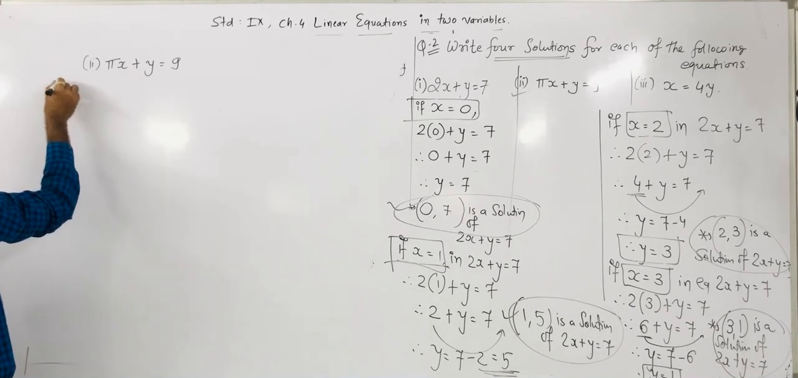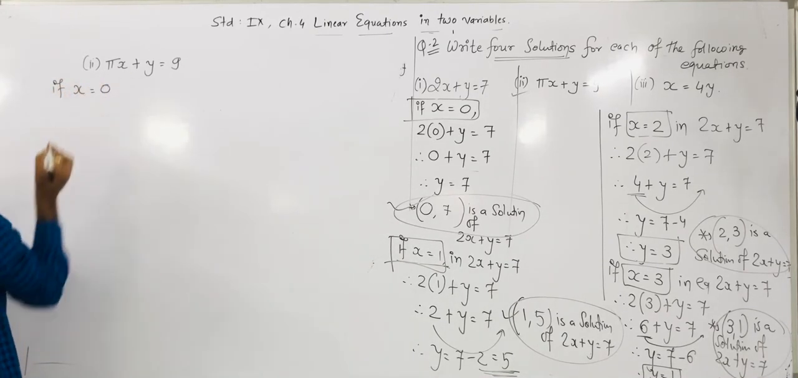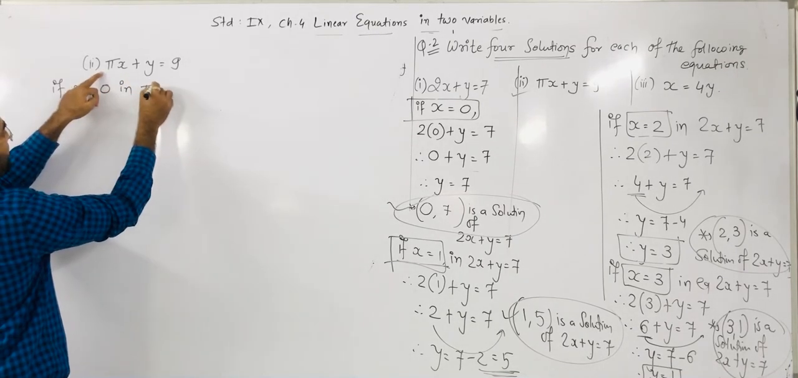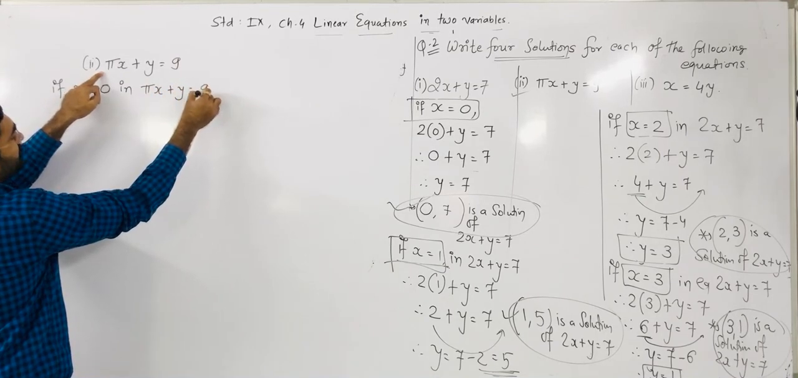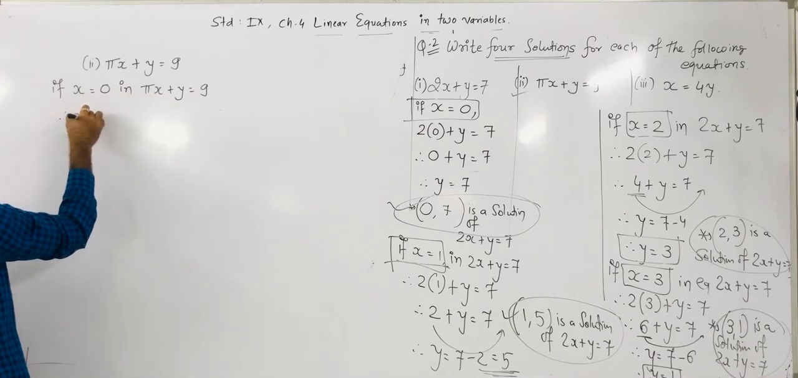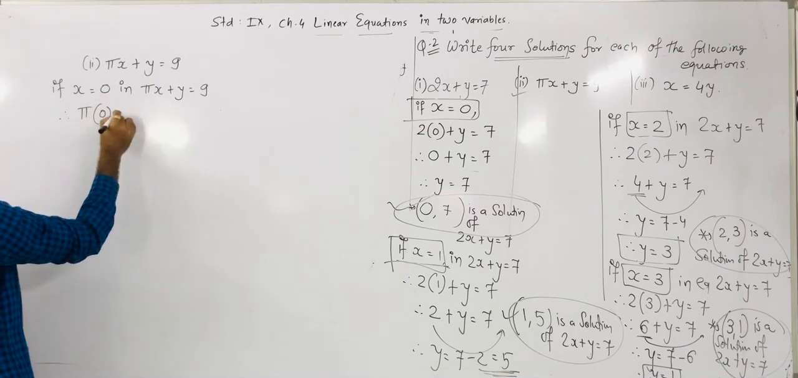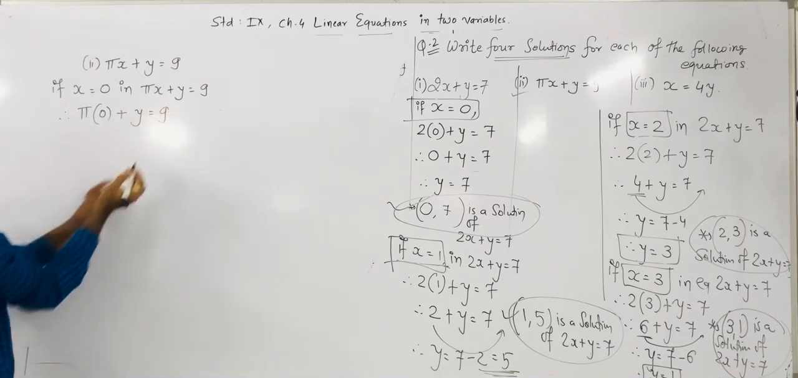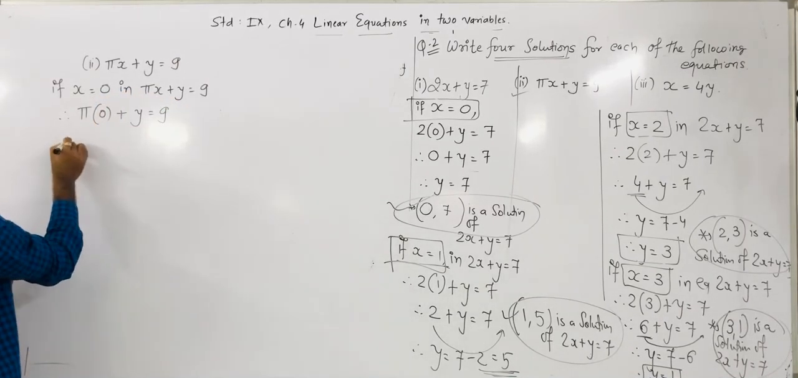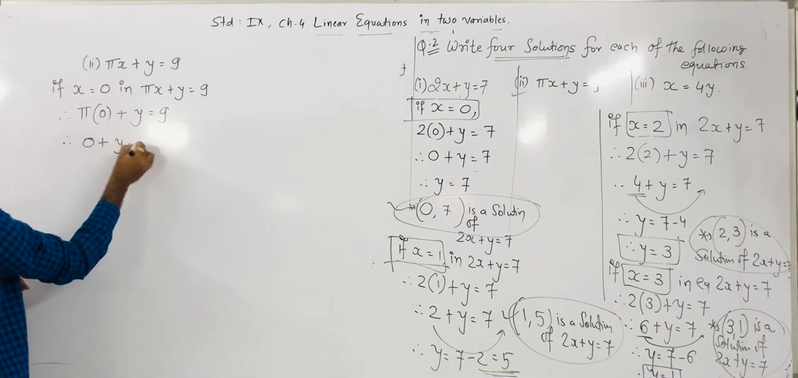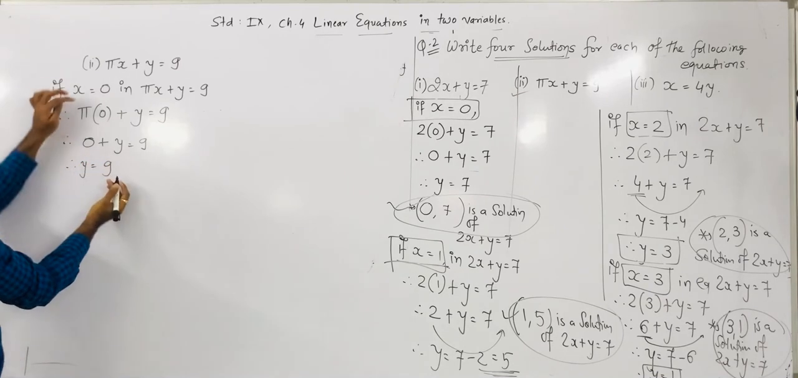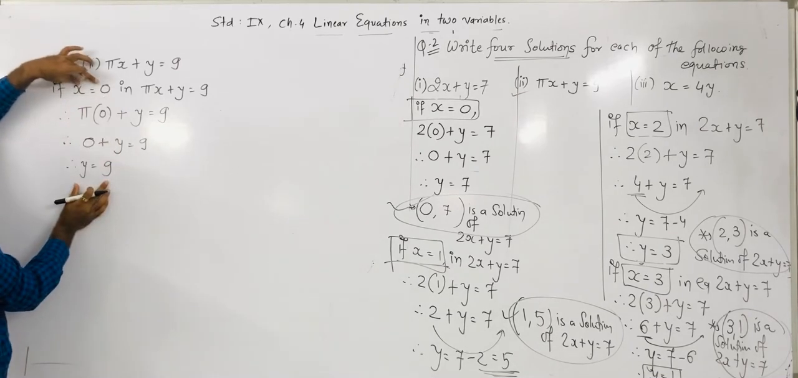So if I take x is equal to 0 in the given equation, pi x plus y is equal to 9, what do we get? In place of x I have to put a 0. So it is pi into 0 plus y is equal to 9. Right? Here I put x is equal to 0. So 0 into pi we get 0 only, plus y is equal to 9. So what do we get? y is equal to 9. So whenever we take x is equal to 0, then we get y is equal to 9.